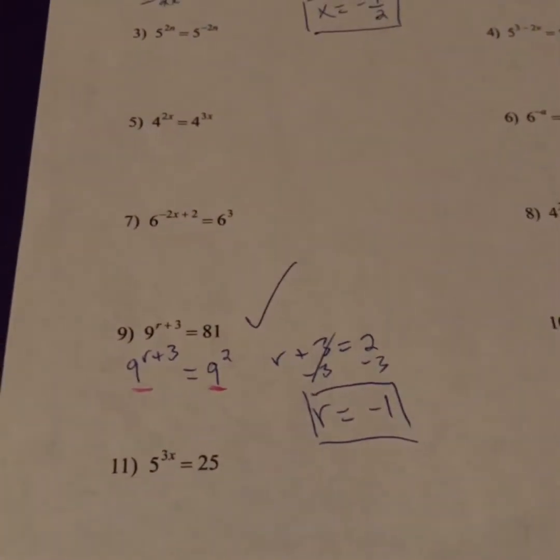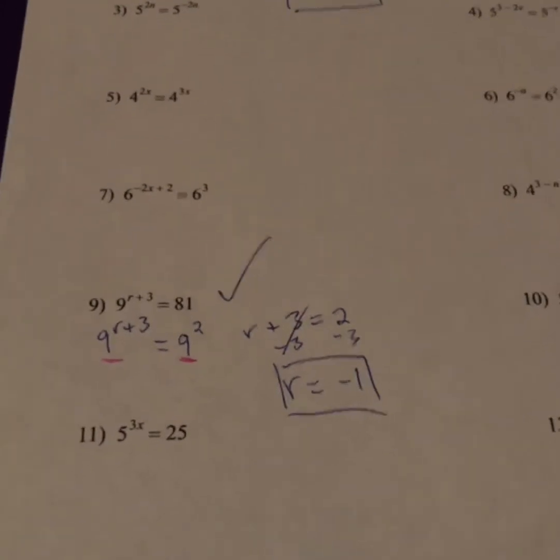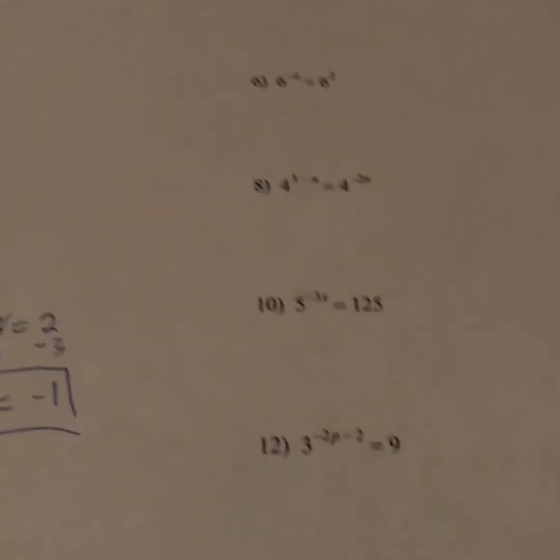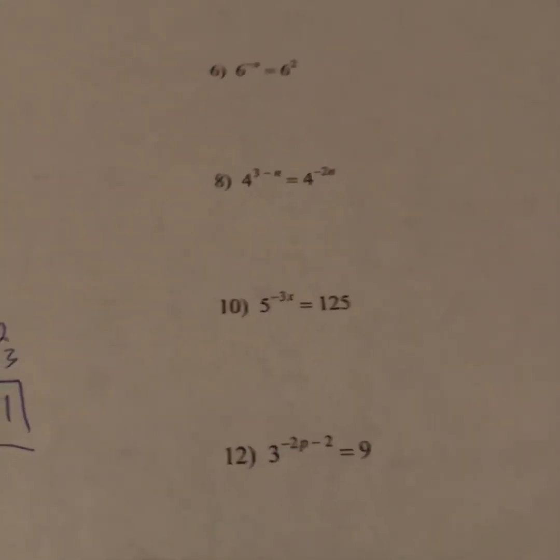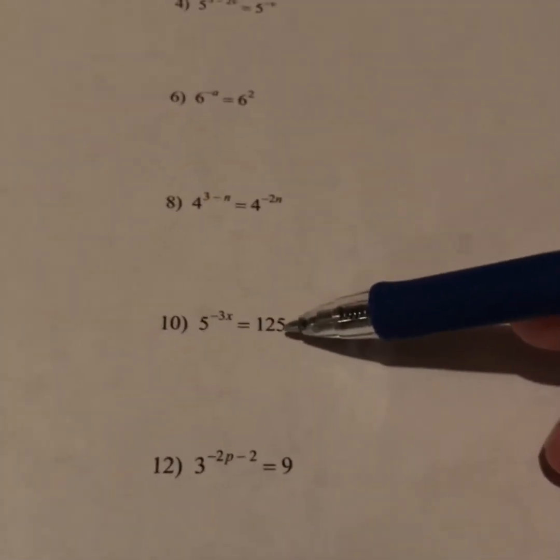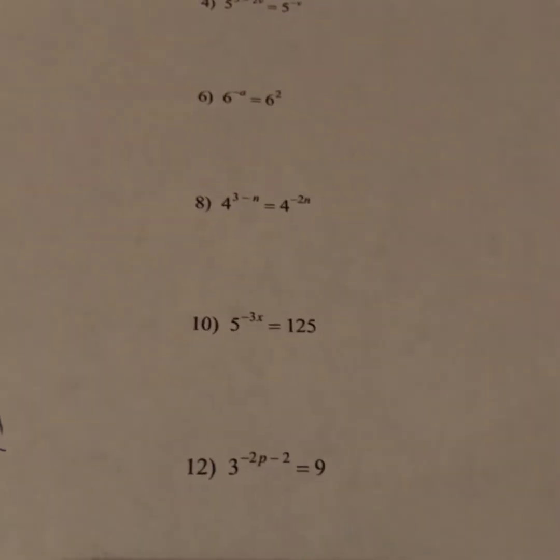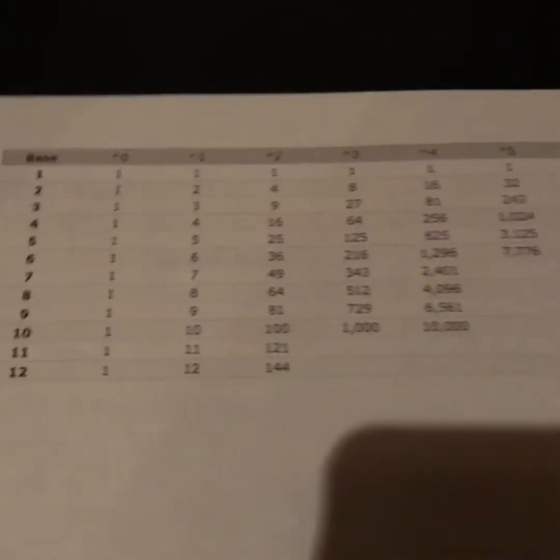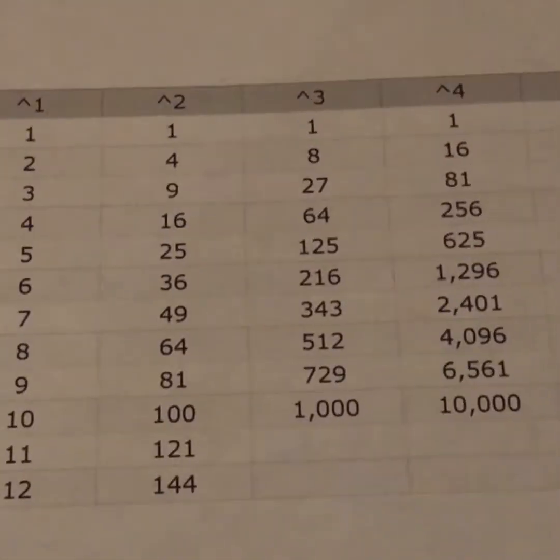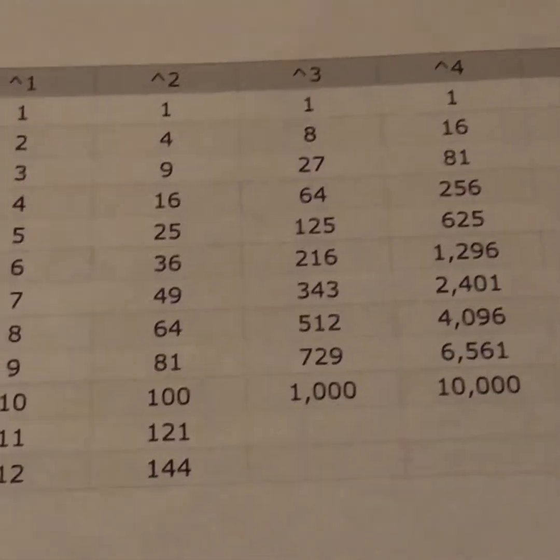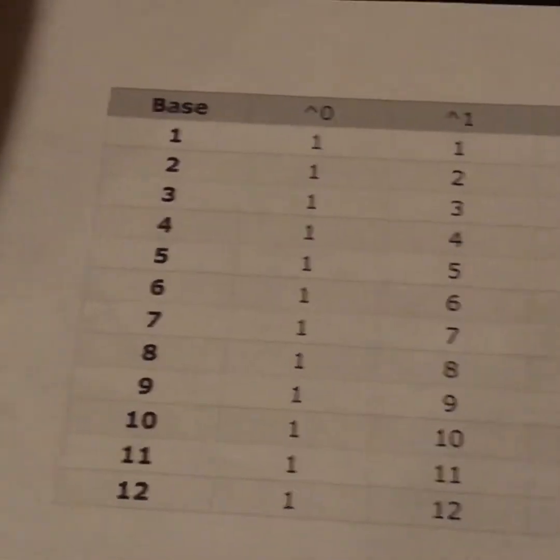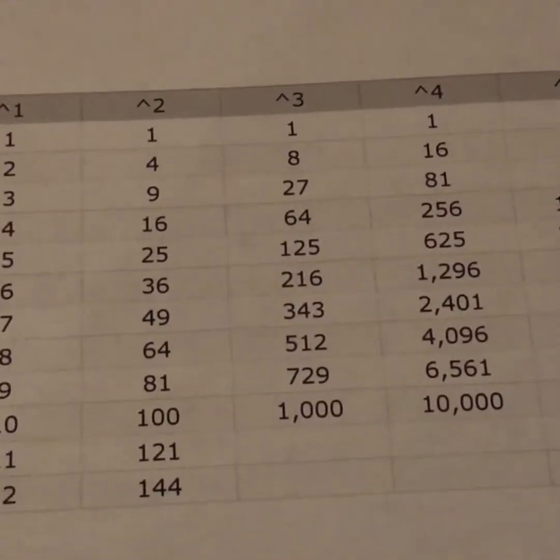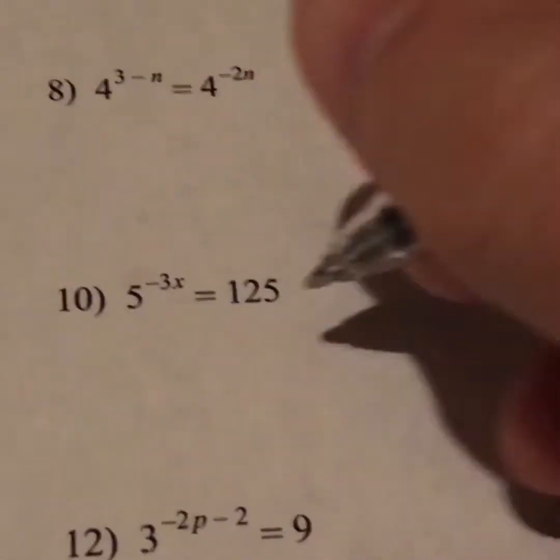So that's really the only tricky type of problem with these, when you have to change a base. Like in number 10, you have to do the same thing. Think, how can I get 125 as a base of 5? You can use your cheat sheet, look for 125. Let's zoom in. Where's 125? There it is. It is 5 to the 3rd power. 5 times 5 times 5 would get you 125. So you would just change this to 5 to the 3rd.